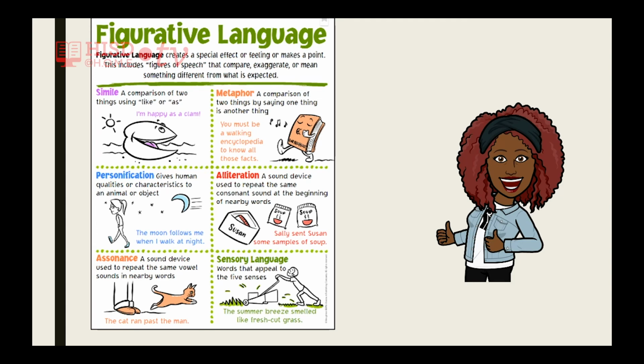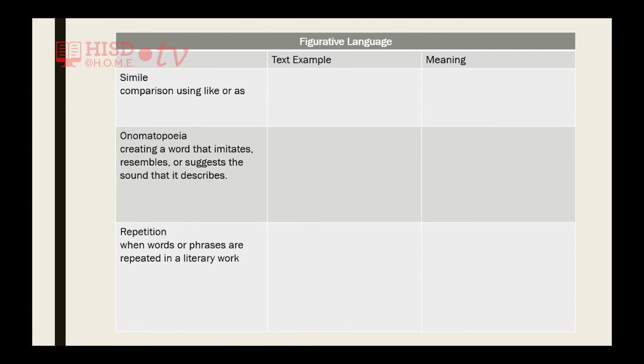And then sensory language, which is words that appeal to the five senses. The summer breeze smelled like fresh cut grass. We're going to be using this graphic organizer to look at examples from the text and determine what the author was meaning when he said those things. So we're going to be looking at a simile, which is a comparison using the words like or as, an onomatopoeia, creating a word that imitates, resembles, or suggests the sound it describes, and repetition, when words or phrases are repeated in a literary work.